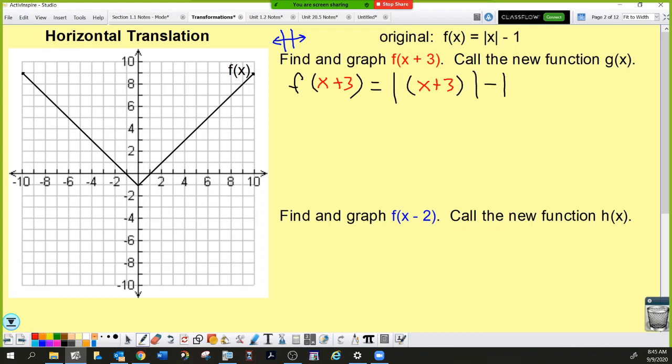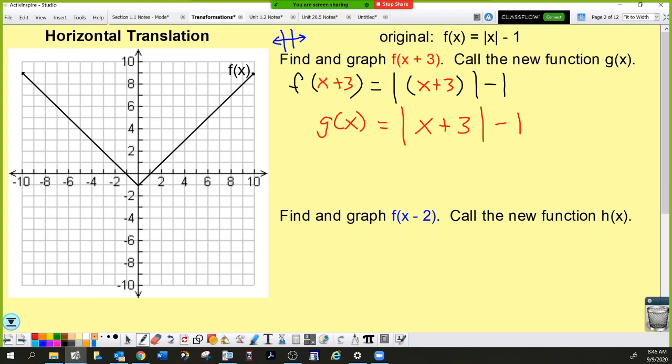Yeah. So this is going to be g of x equals the absolute value of x plus 3 minus 1. And that's finished. You can't do anything else. Those absolute value bars can't do their job because there's not a number inside there. It's an expression, x plus 3. So that's it.